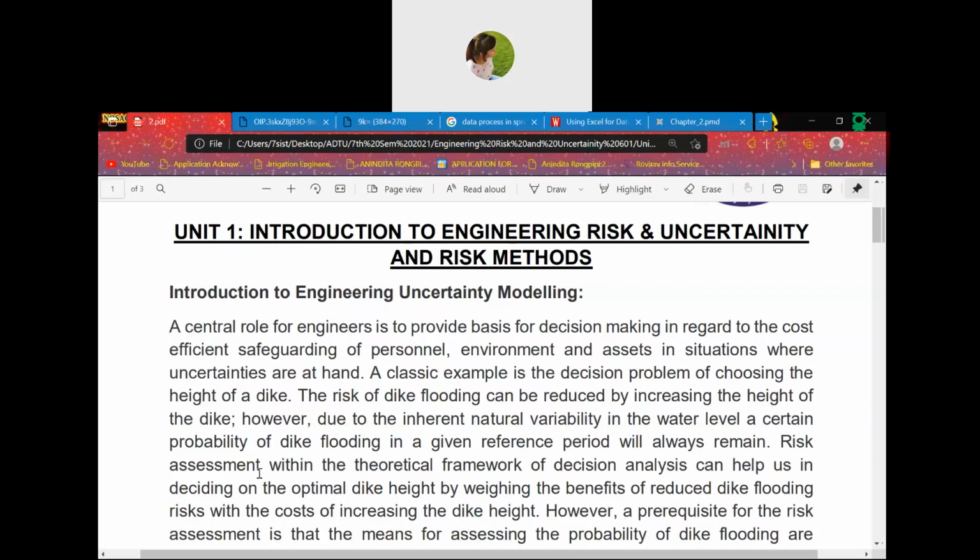So we have to assess the risk in the case of dike flooding. Risk assessment within the theoretical framework of decision analysis can help us in deciding on the optimal dike height by weighing the benefits of reduced dike flooding risk with the cost of increasing the dike height. So how can the risk assessment be done from the theoretical point of view? Decision analysis will help us decide the optimal dike height. How is it decided? By weighing the benefits of reduced dike flooding along with the cost of increasing the dike height.